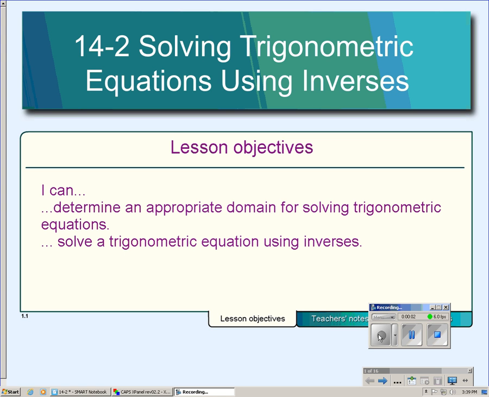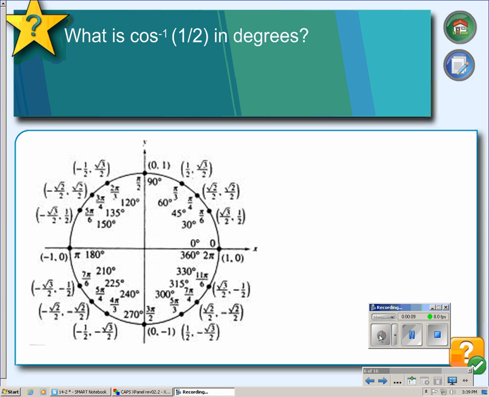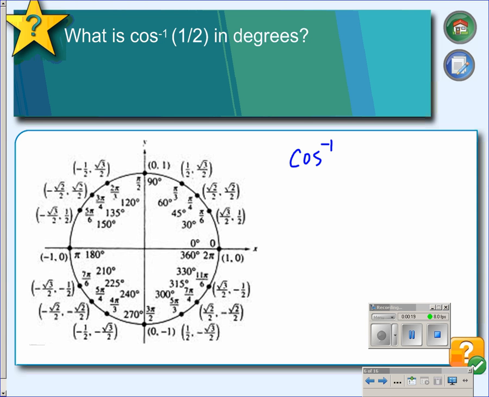This is lesson 14.2, part 2. In this one, we're going to find some inverses of some trigonometric equations. For example, if we want to know the inverse cosine of 1/2, notice the notation cosine with an exponent of -1 means the inverse cosine.